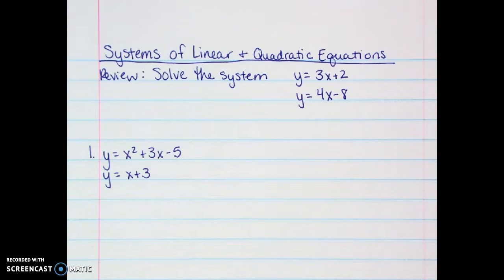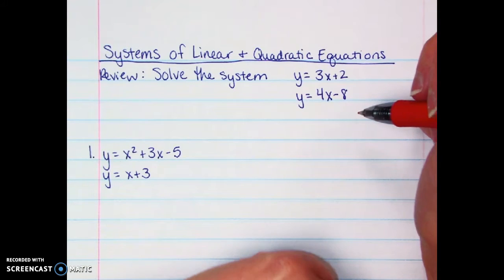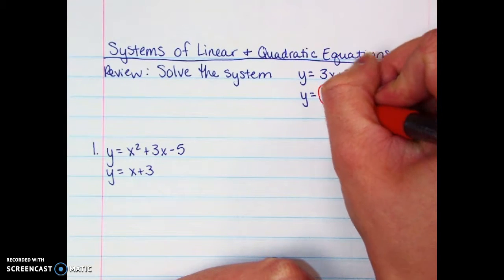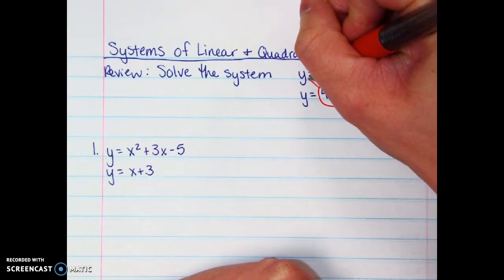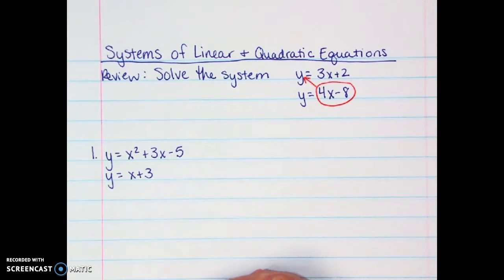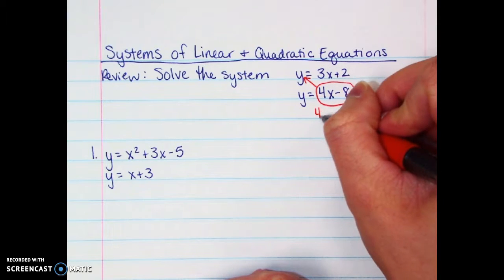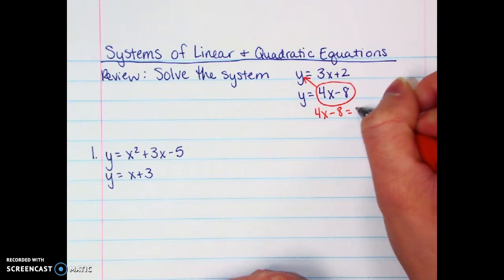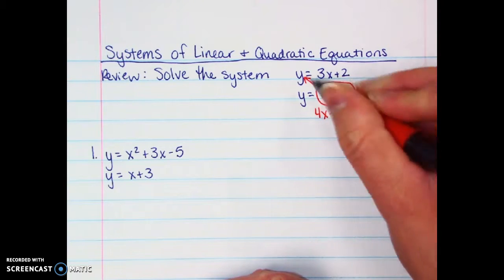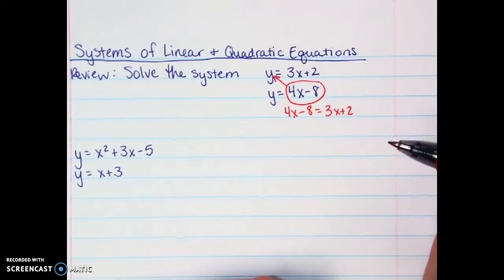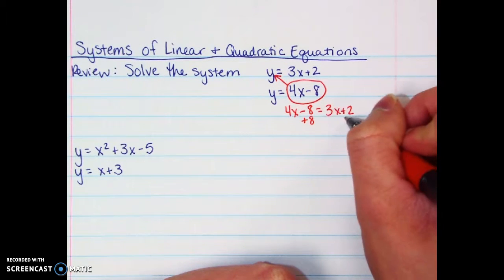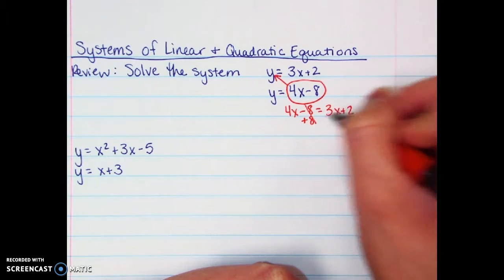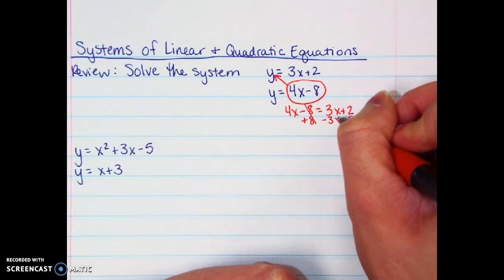Okay, hopefully for this you remembered that you take this equation, or you could take the top one, and you plug it in for that y right there. So this becomes 4x minus 8 equals 3x plus 2. I just set them equal to each other, and I'm going to solve for x. So I'm going to add 8 to both sides. In the same step, I'm going to get rid of this 3x, so subtract 3x.